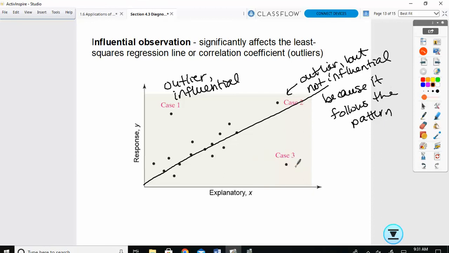What about this one? Yes, this is definitely an outlier. It would be influential. It's not going to fall in line with my line of best fit.